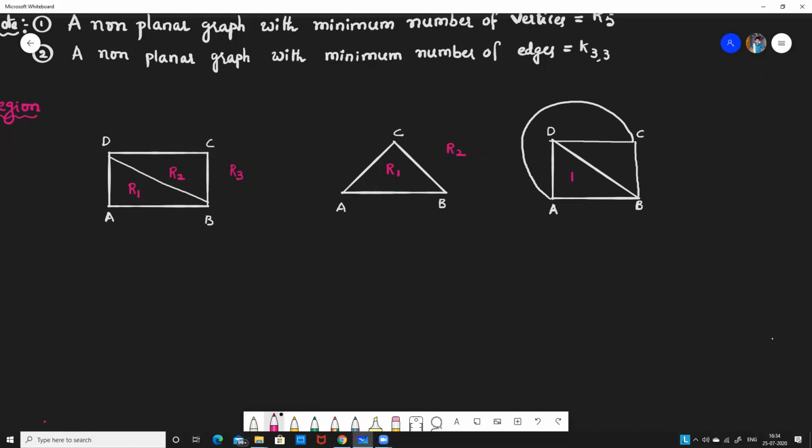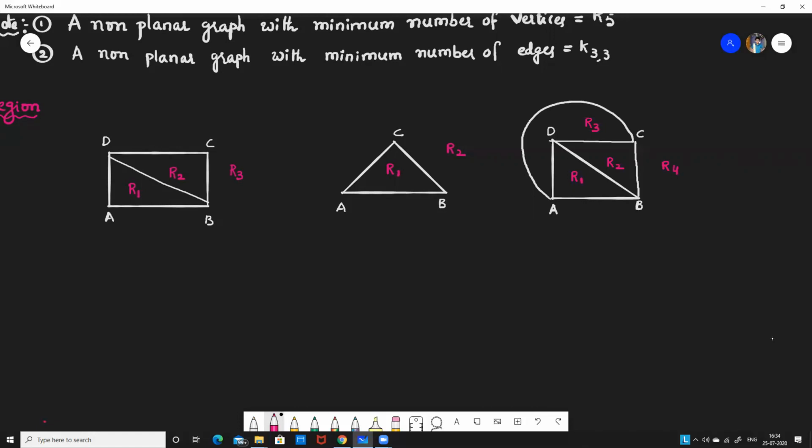In this case, it is called region number 1, region number 2, and region number 3. So we have three regions, and the outside region we can call R4. Okay. Total we have four regions available. Now I hope you understood the meaning of region.